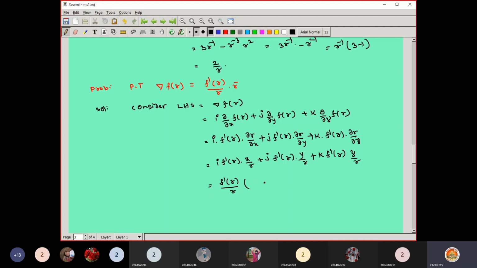If I take that common value, the remaining terms you are getting xi plus yj plus zk. So this is equal to f dash of r divided by r, and this xi plus yj plus zk is nothing but r bar. So this is exactly your right hand side value.